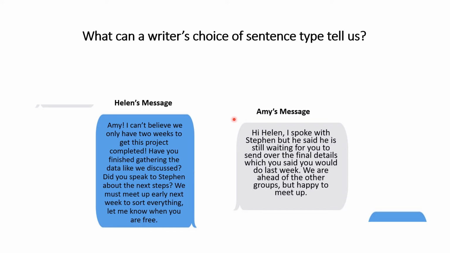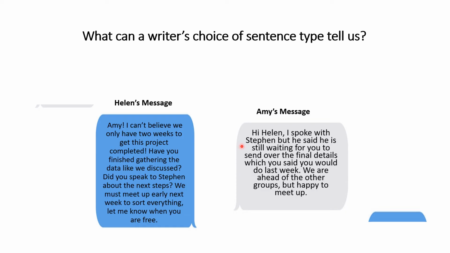Amy's text, hopefully you will notice, is only using declarative sentences, which immediately gives her, I think, a calmer tone to what she's saying. She also starts with that more polite, formal greeting, hi Helen, which could infer she's feeling a less close relationship to Helen than maybe Helen feels to her. It could also maybe show us a little bit of her sense of frustration that she might be feeling at Helen's panic. This is then further emphasised, I think, in her other declarative statements.